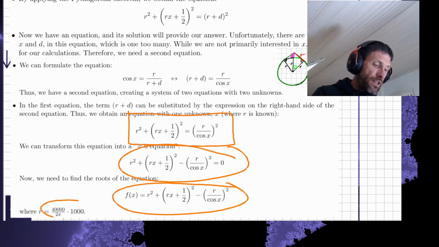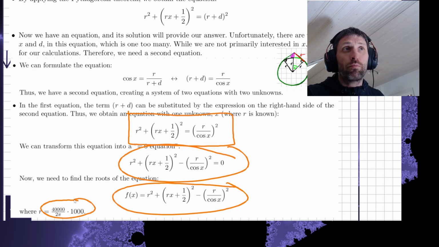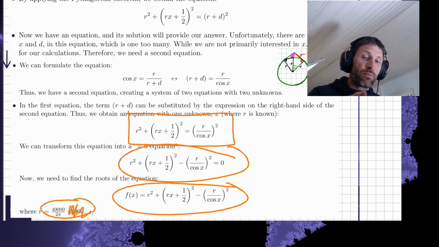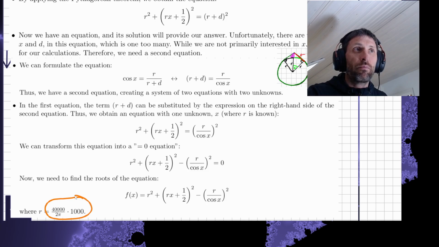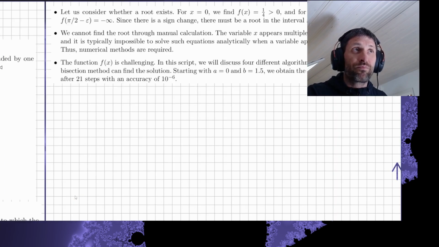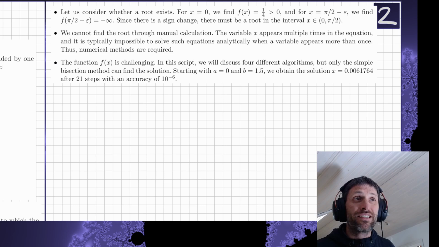Okay, and r, as I said, is 40,000 kilometers divided by 2 pi. And if we want to work in kilometers, then this is correct. But if we want to work with meters, then we have to multiply by a factor 1,000. Okay, so is there a solution? And the truth is, yes, there is.